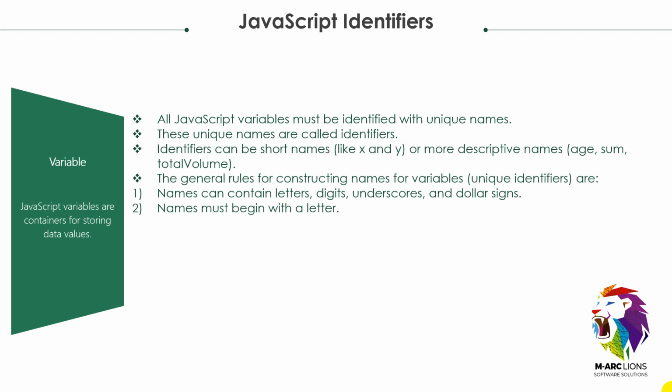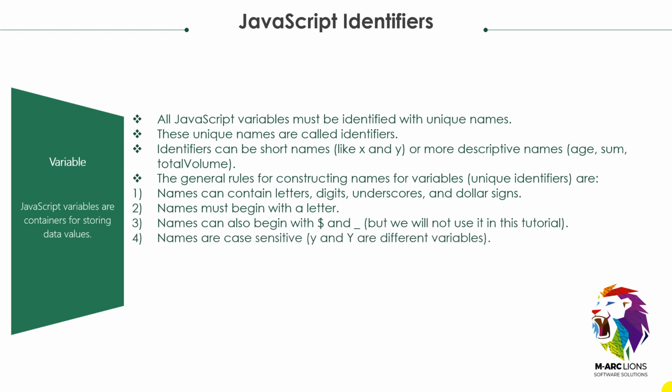A name must begin with a letter. It is okay that we can contain a digit in it, but it must begin with a letter. A name can also begin with a dollar or underscore sign, but we will not use it in this tutorial because we are going for the basic lines. You can never create a variable which starts with a digit. Names are case sensitive.